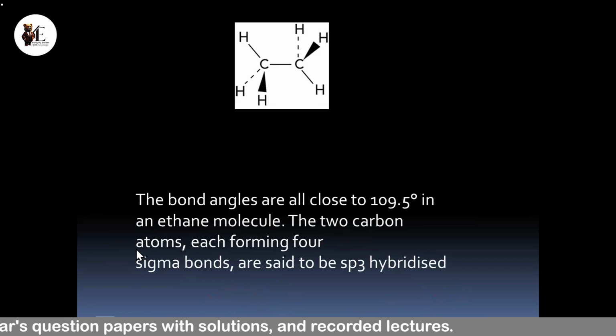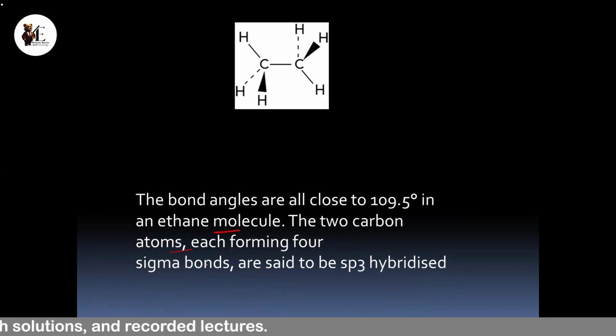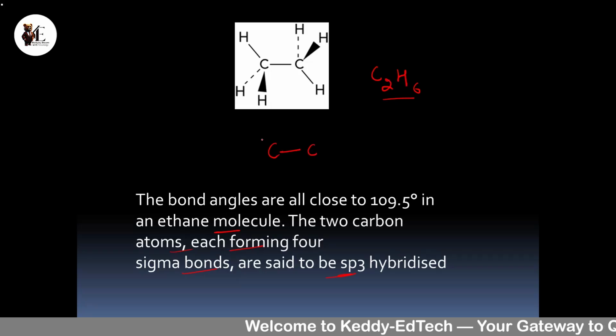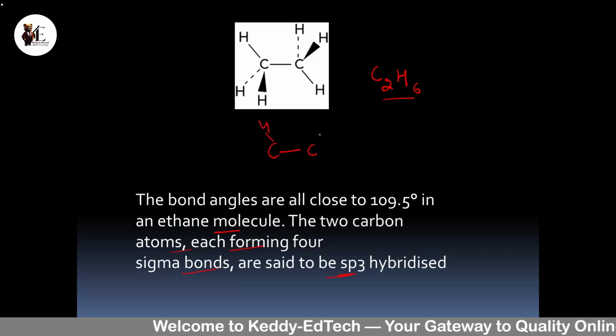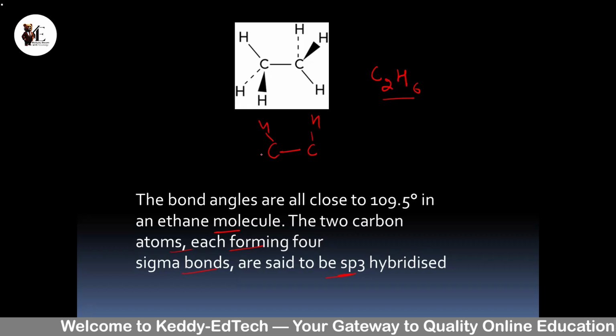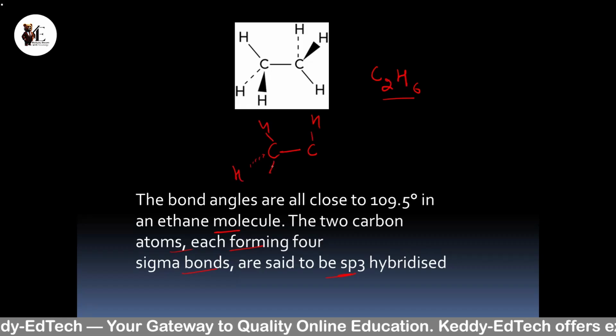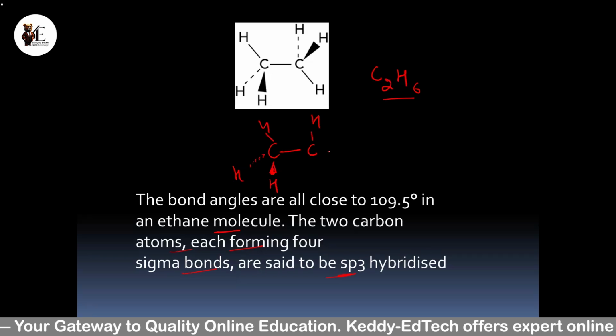Bond angles are close to 109.5 degrees in an ethane molecule. The two carbon atoms, each forming 4 sigma bonds, are said to be sp3 hybridized. If you want to make the ethane molecule, ethane is CnH2n+2, that means 2 into 4 plus 2, which is 6, C2H6. So in making C2H6, you have to make carbon and then 3 hydrogens here. One should be below the plane, which is represented as a dashed line, and one should be above the plane, which is represented as a wedge bond.